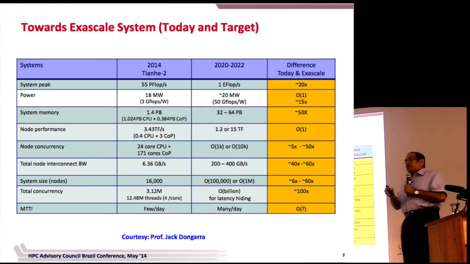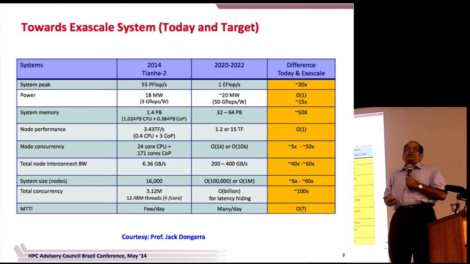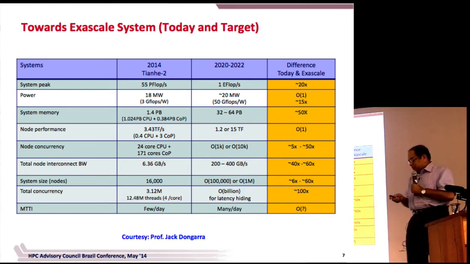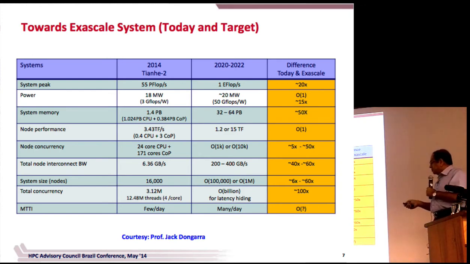So if we take a current look, now let's take a look at Exascale, what people are trying to propose. This data has been taken from Professor Jack Dongarra. So what he did here, let's take 2014, the current year, and let's take a reference machine, which is the Tianhe-2A, and try to see what the characteristics of this machine are in terms of system peak, power, memory, node performance, node concurrency, etc. And then let's take a look at the goal we have for the Exascale system, 2020 to 2022, and this column shows the gap that we need to bridge to design this Exascale system.